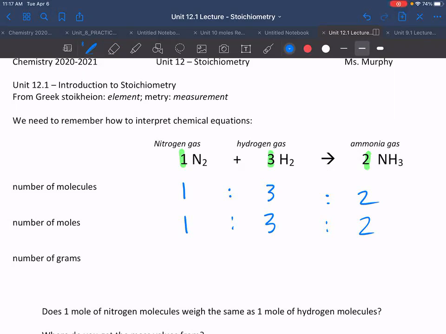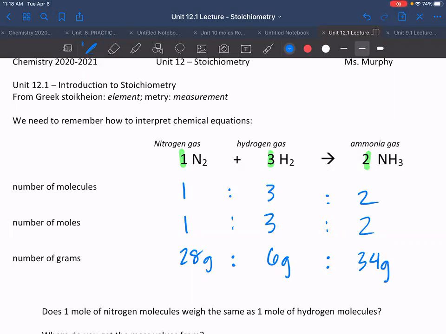If you were to look up N2, 1 nitrogen is 14, times 2 is 28. So 1 mole of N2 weighs 28 grams. This is in ratio to 3 H2s. The mass of 1 hydrogen is just 1, so it'd be 6 grams. And then NH3, which is nitrogen 14 plus 3 is 17. We have 2 of them, which gives us 34 grams.